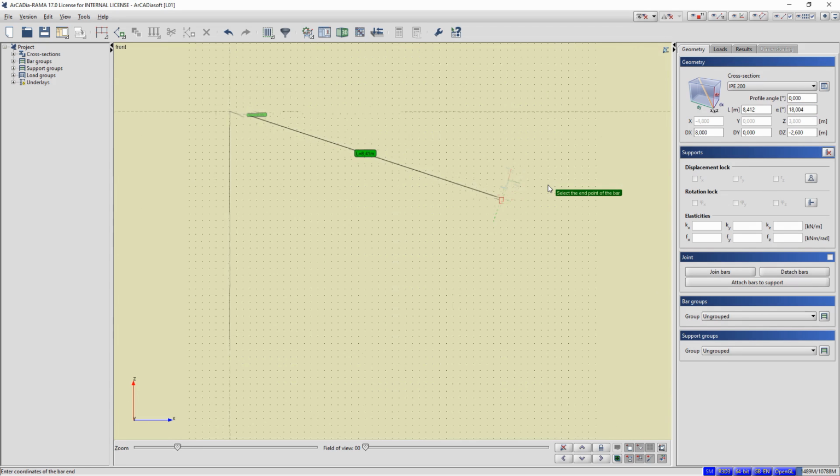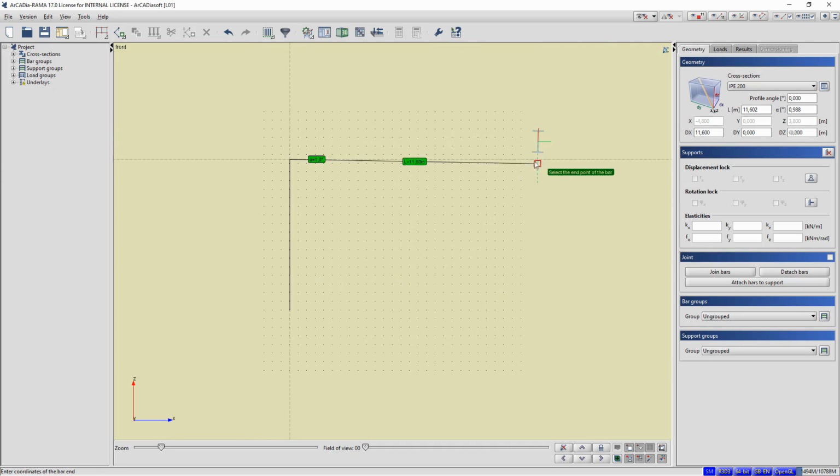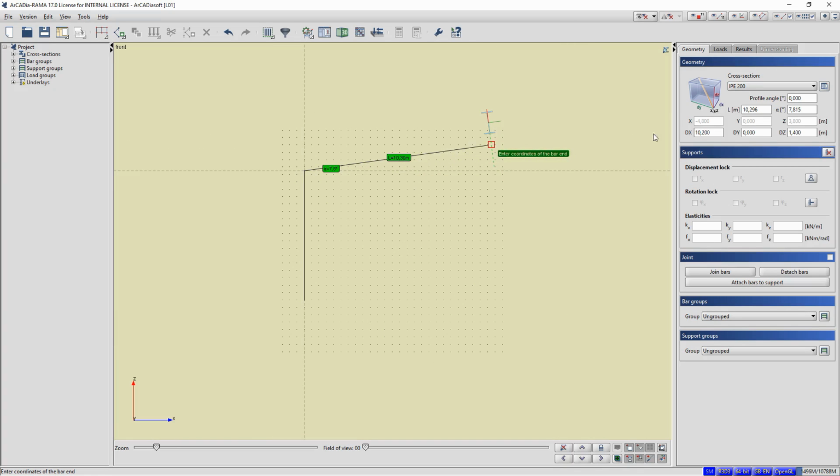In the Geometry tab, in the L and alpha fields, we specify the bar length and angle. Enter values in the individual fields, L equals 7, alpha equals 90.